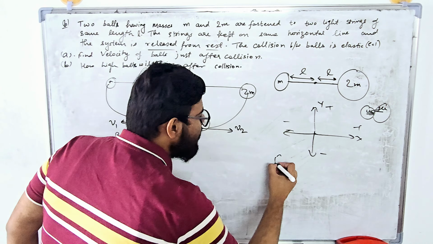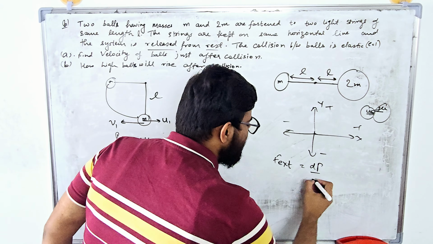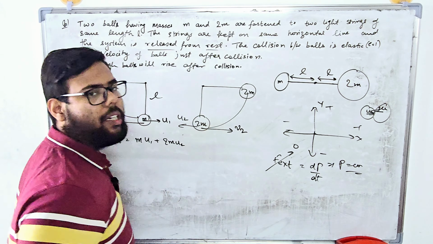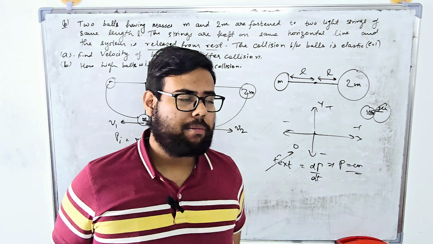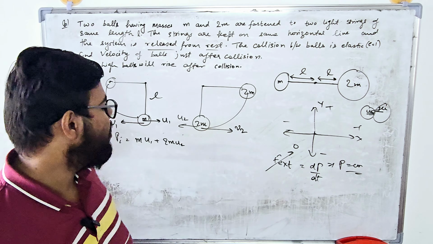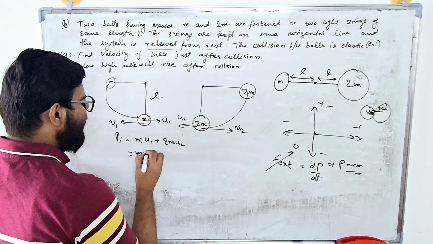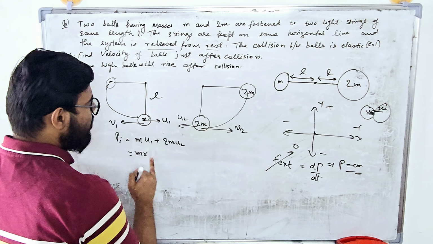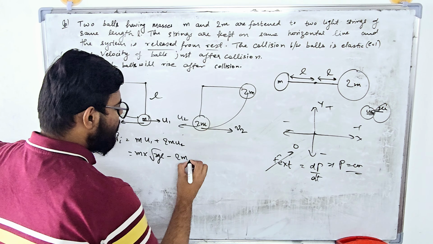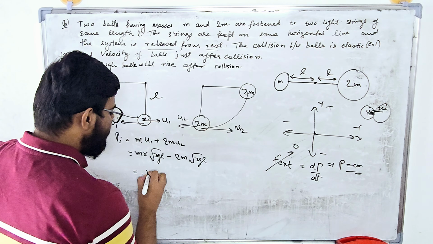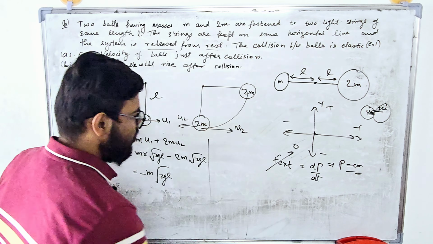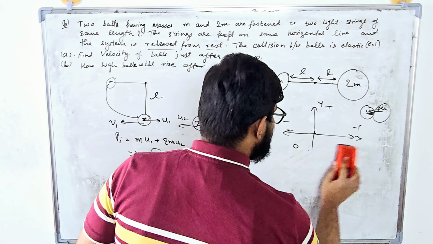We know that F external is equal to dp by dt, right? So if F external is 0, then p is constant, hence linear momentum along that direction will be conserved. Along the x-axis there is no external force, so that is why. So it is equal to m times u1, which is root 2gL, minus 2m root 2gL, so it is equal to negative m root 2gL, right? So this is the initial momentum of the system.